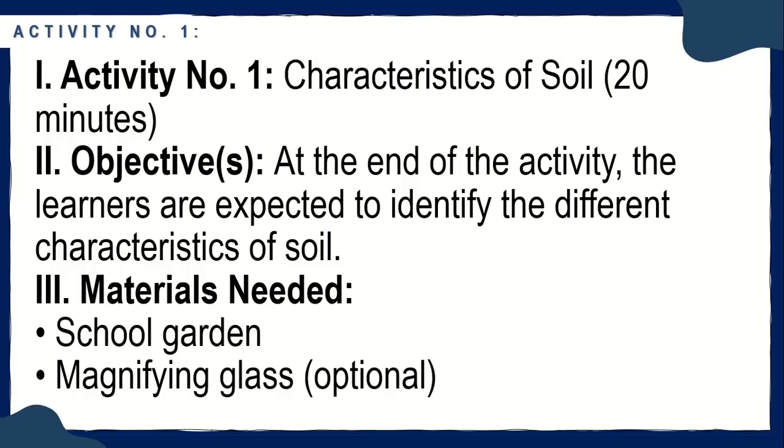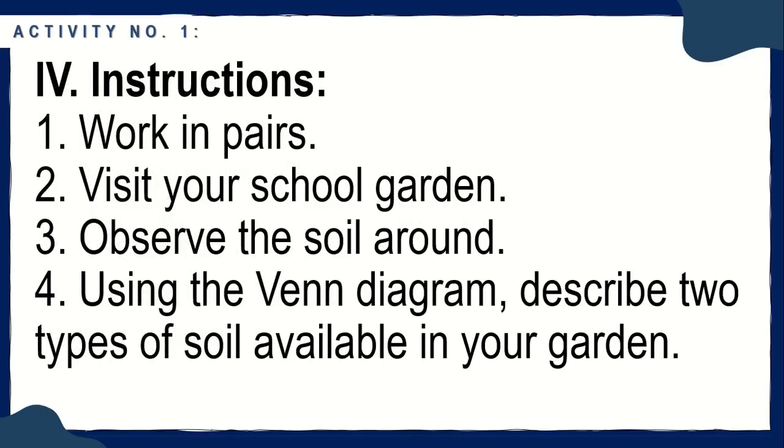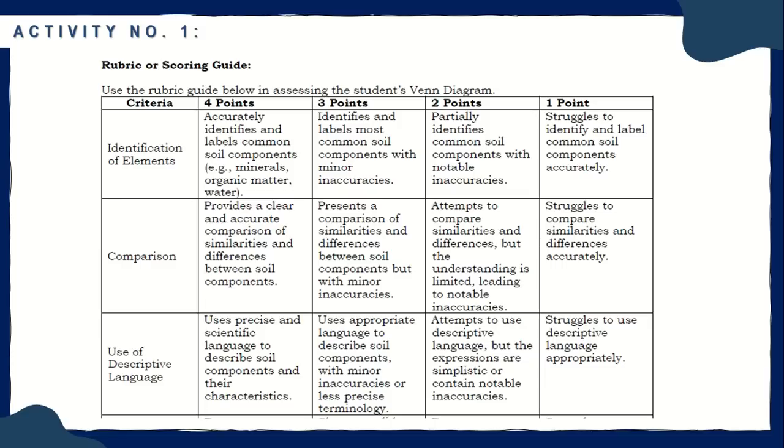Materials needed: school garden, magnifying glass, optional. For the instructions, work in pairs. Visit your school garden. Observe the soil around. Using the Venn diagram, describe 2 types of soil available in your garden. Here is the rubric for scoring guide.